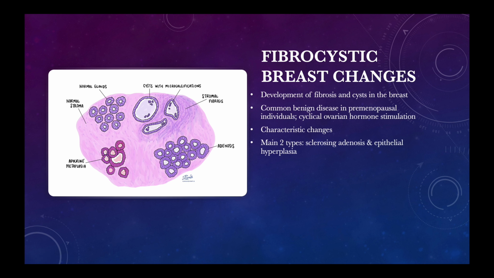There are two main types of fibrocystic changes. We can have sclerosing adenosis or epithelial hyperplasia. Sclerosing adenosis is basically when there's increased proliferation and formation of acini, as well as increased stromal fibrosis. We may even see some increased signs of microcalcifications, and it has a very slight risk of cancer.